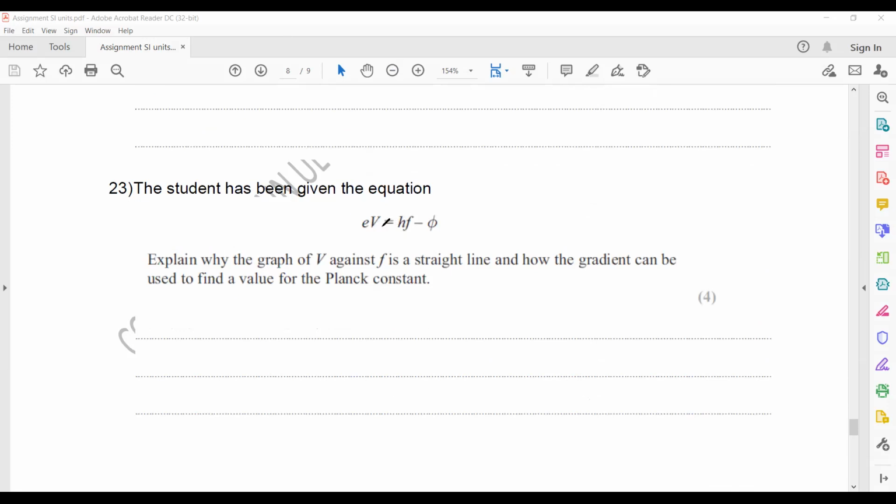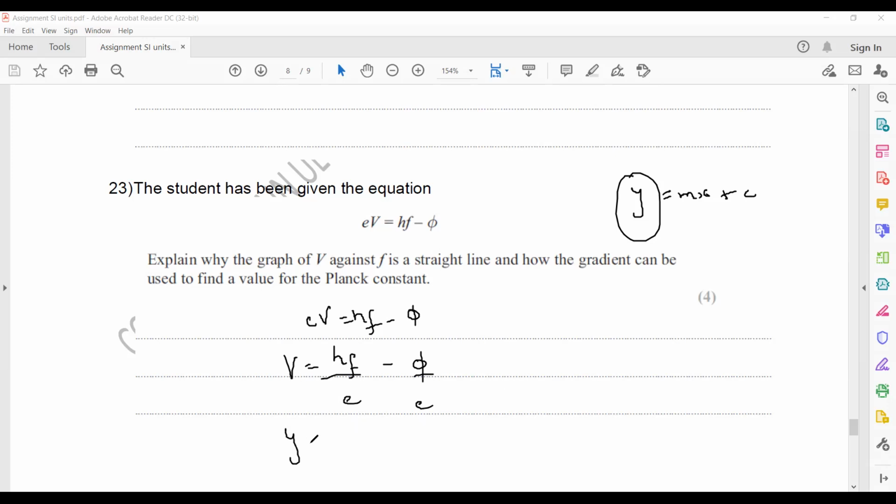So we want to plot a graph between V and f. Whenever we are comparing with y is equal to mx plus c, the quantity on the y-axis should be separate. So if V is on the y-axis, we have eV is equal to hf minus phi, or if we divide by e, it will be hf divided by e minus phi divided by e. When I compare with the equation of a straight line, y is equal to mx plus c, on the y-axis I have V, oh sorry, V, not 1 over V. On the x-axis, I have f.